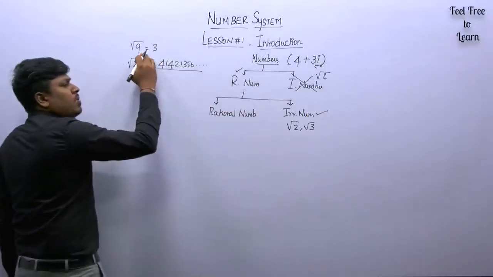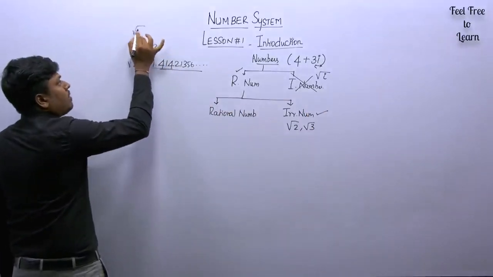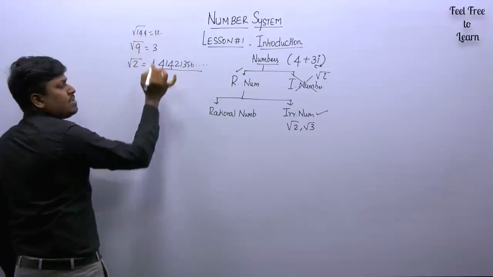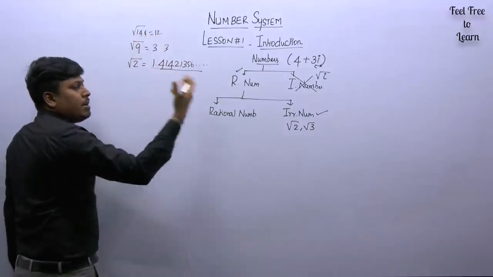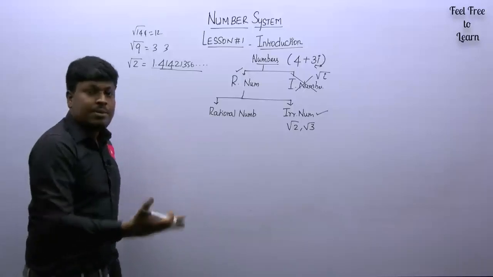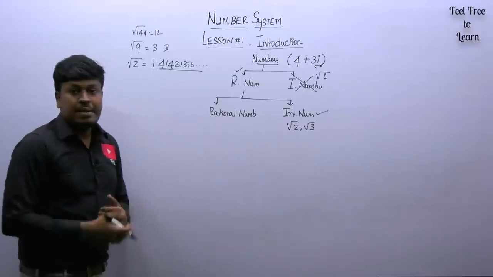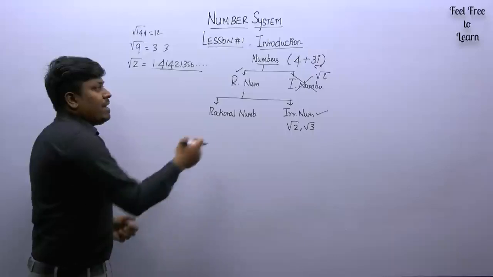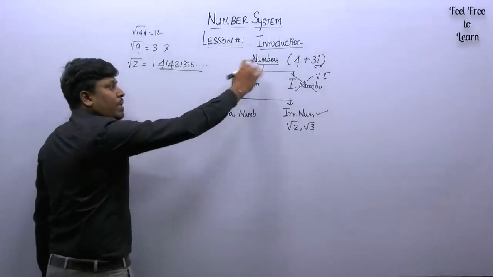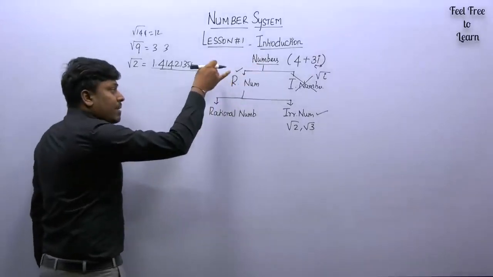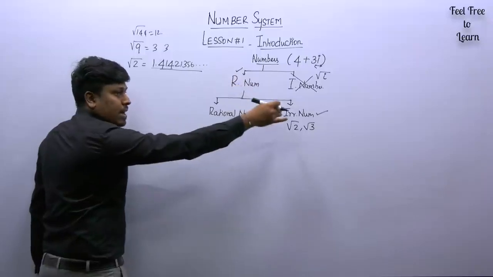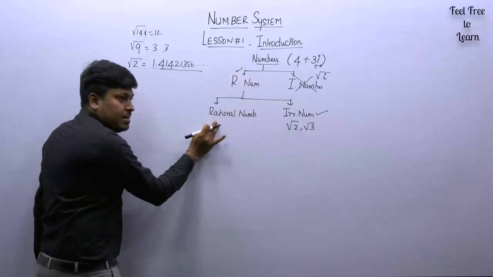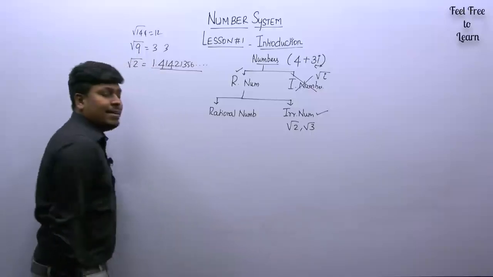For example, root of 144 is 12. Yes or no? And a normal number 3, a normal number 4, they have an end. So these numbers are called rational numbers. Understood? So now we have learned what numbers are and how they are separated into two types. In the real numbers, we have two types: one is called rational numbers and the second is called irrational numbers.